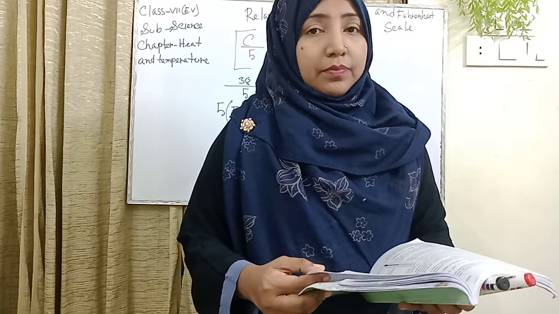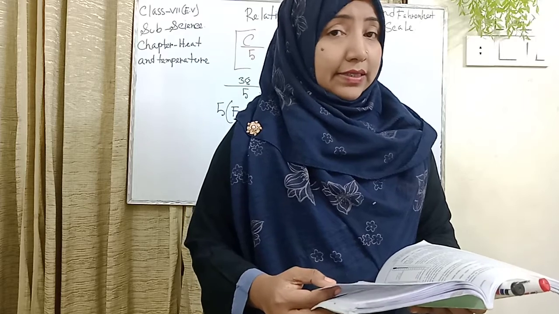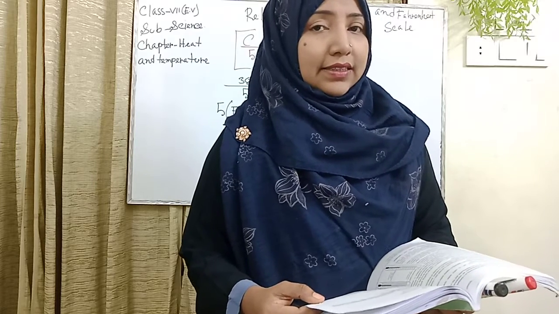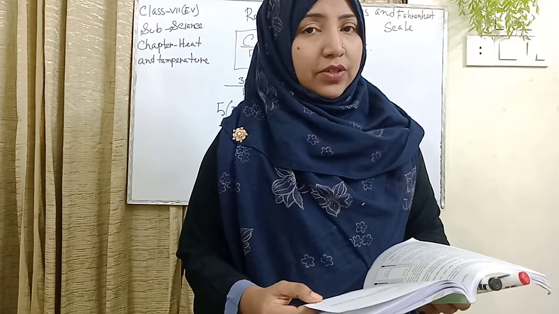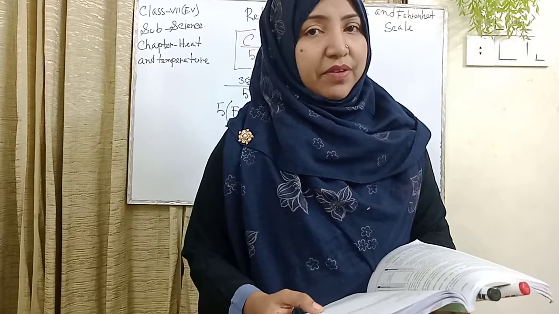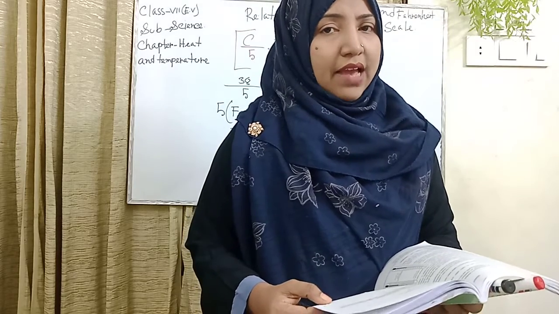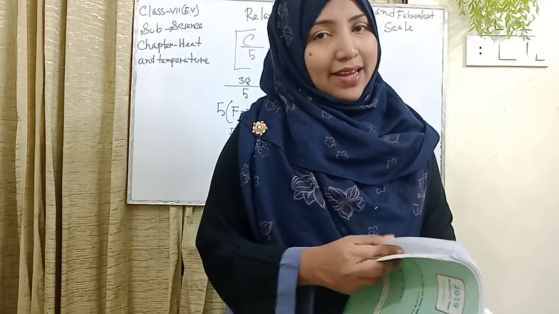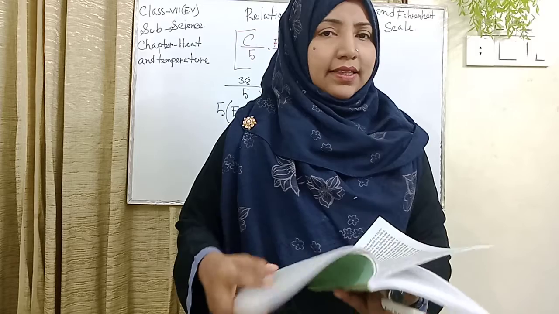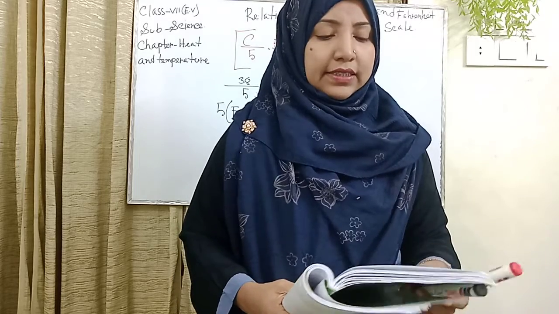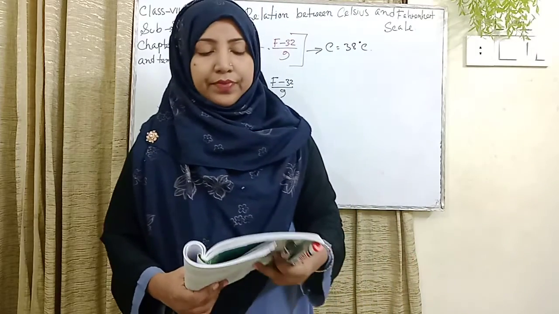Dear students, please everyone remark this equation. Again, I just explain about the equation. Basically, C divided by 5 equals F minus 32 divided by 9. Here's another topic, lesson 6 to 7.